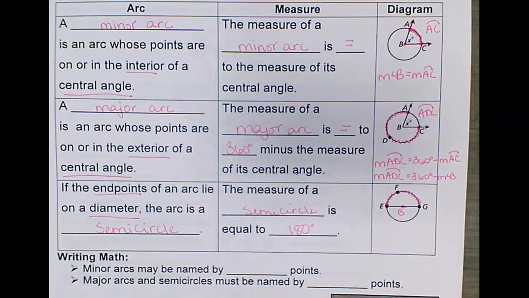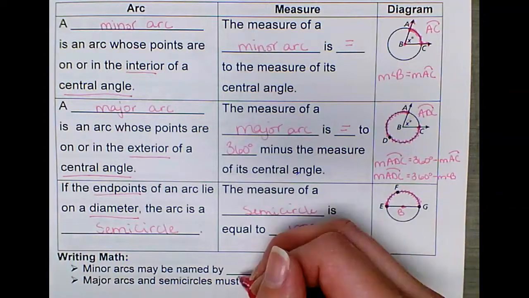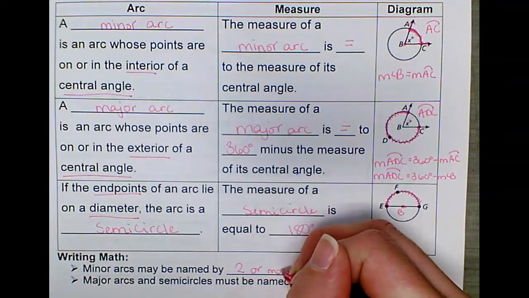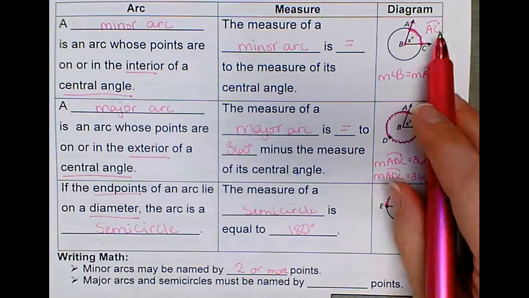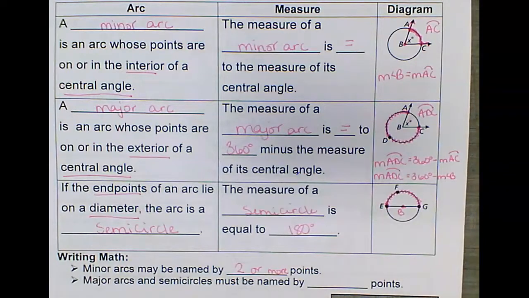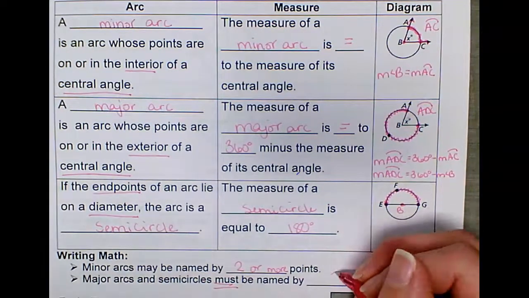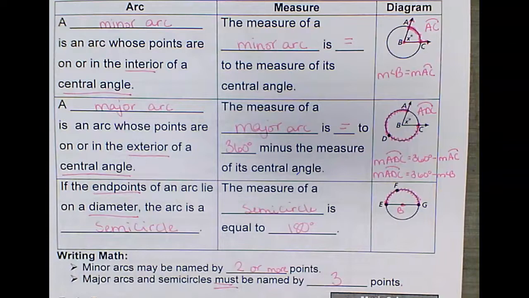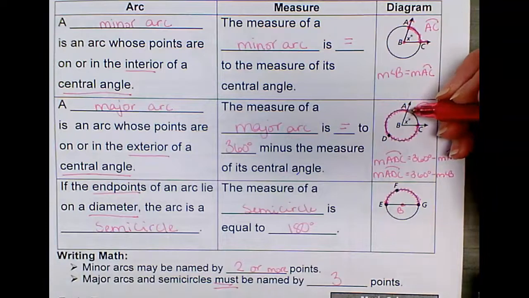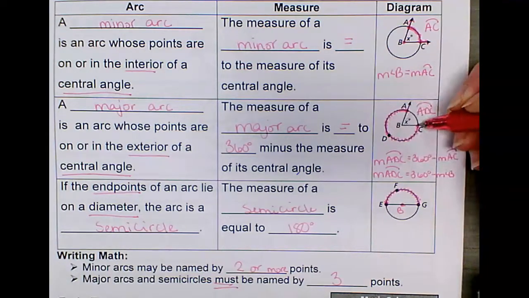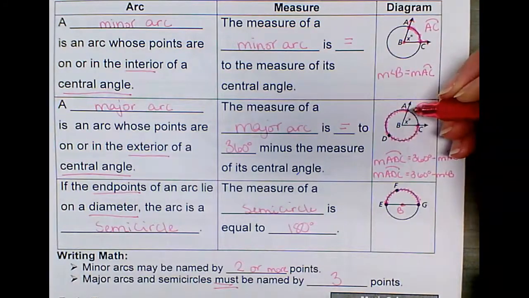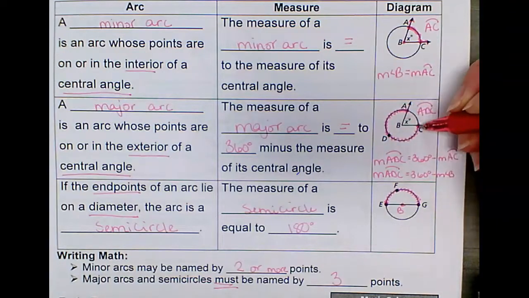Now, as you're writing these minor arcs and major arcs by name, minor arcs may be named by 2 or more points. So like we had arc AC here. But major arcs and semicircles must be named by 3 points. And the reason is because you have to be able to distinguish which arc you're talking about. Again, if you called this arc right here arc AC, I wouldn't know its difference from this arc AC. But as soon as you put point D in there, arc ADC, I know you're talking about the major arc.